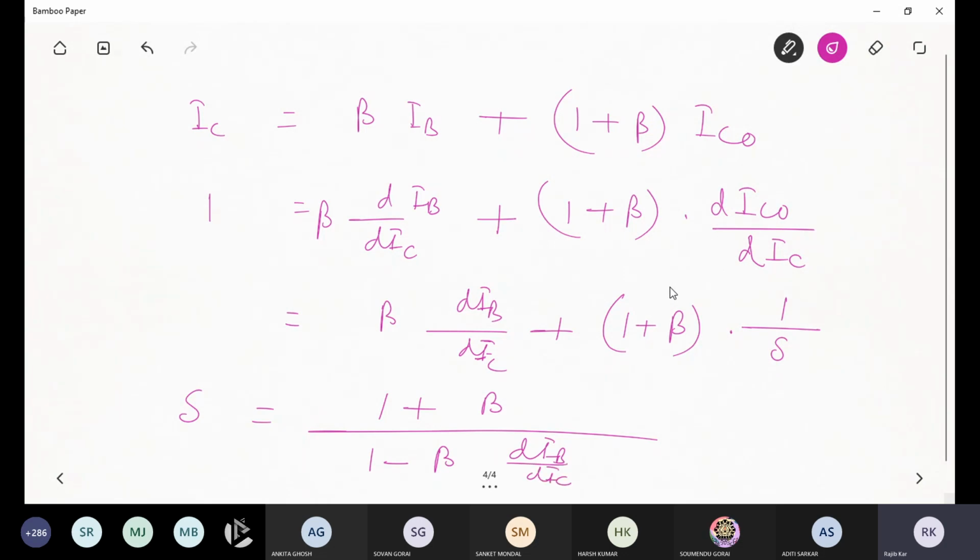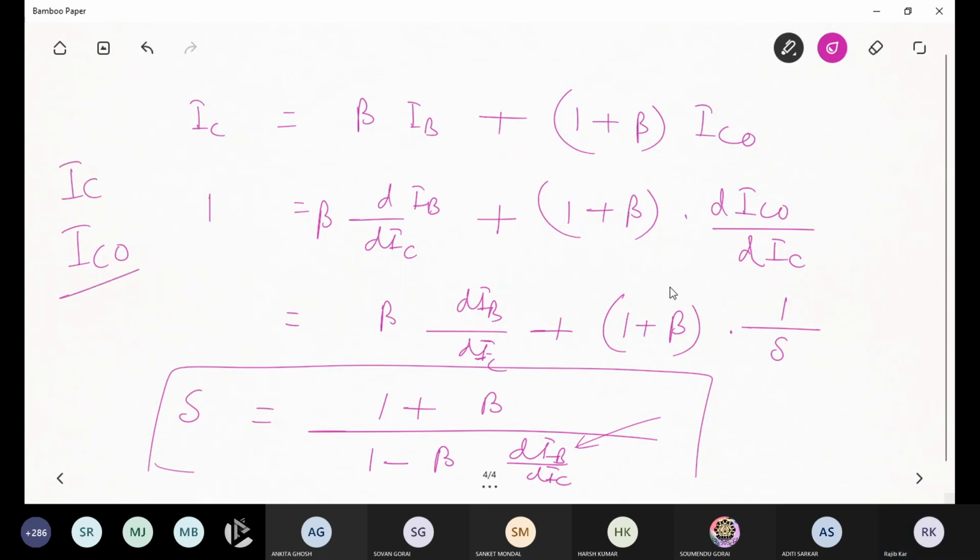Change in base current with respect to collector current. This will be the generic formulation for stability factor for a given circuit. So for any given circuit, we will find out the relation between IC and IB. Then you substitute DIB by DIC here. That will be the value of stability factor with respect to IC. That means change in IC divided by change in ICO.